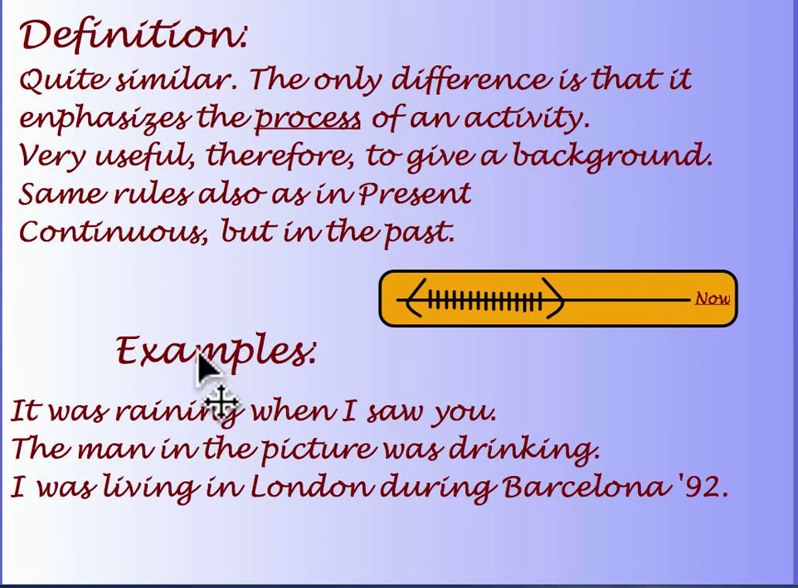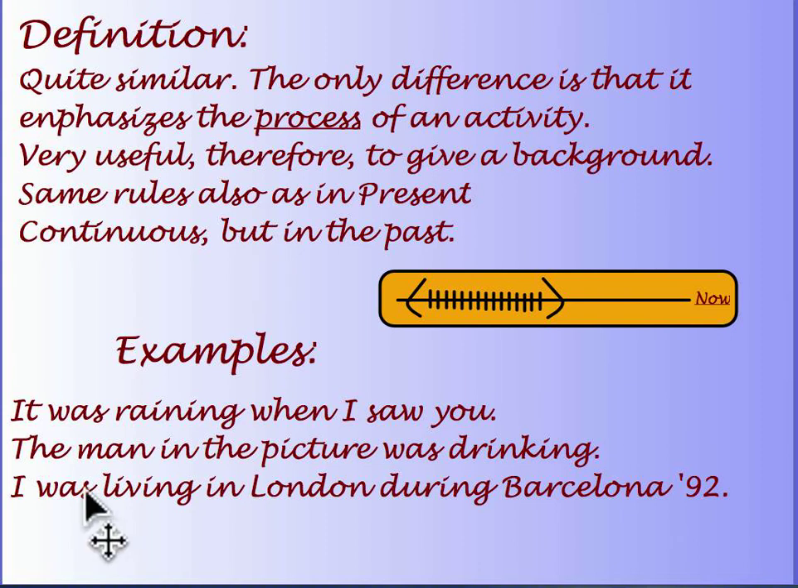Okay, and here we have some examples. It was raining when I saw you. This is an example of a background. Okay, this is the background. It was raining, constantly raining. Then I saw you, a moment in time. Okay, the man in the picture was drinking. Same rules as in present continuous. We are describing just a situation in the past.